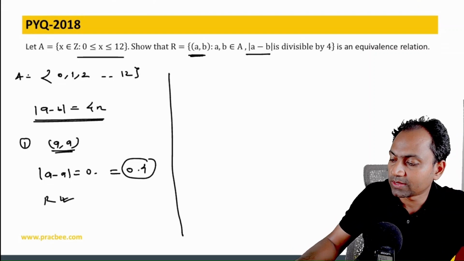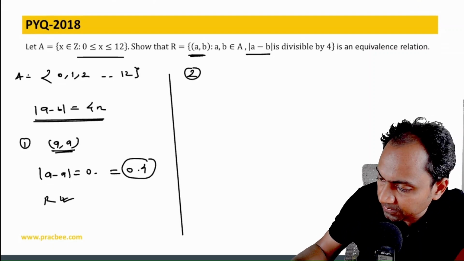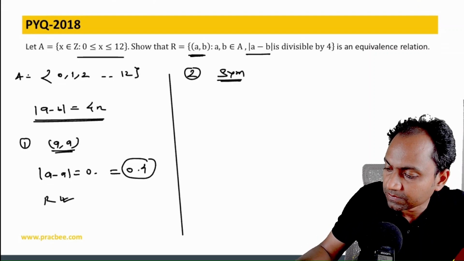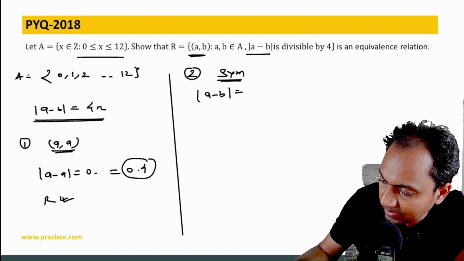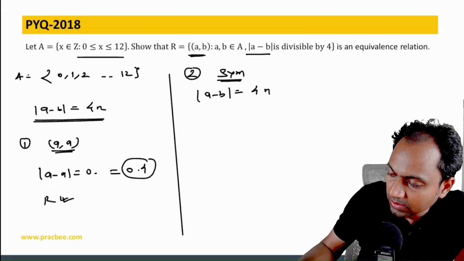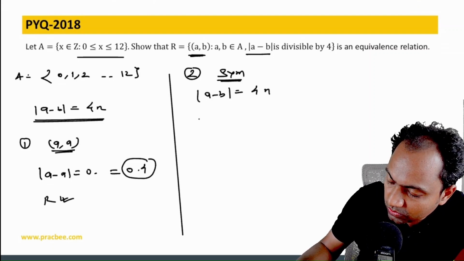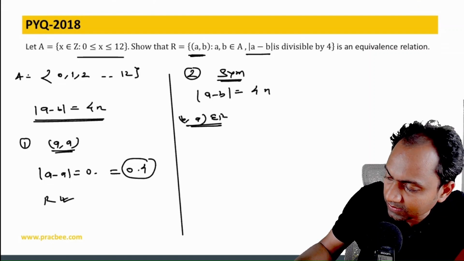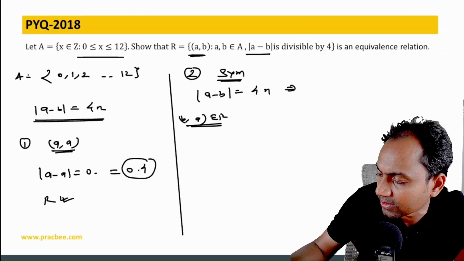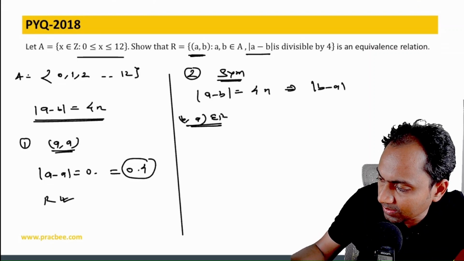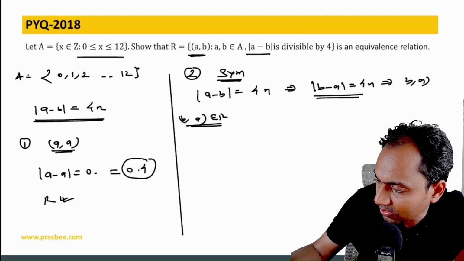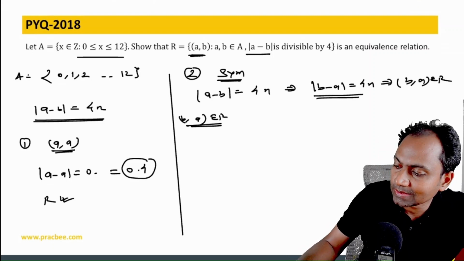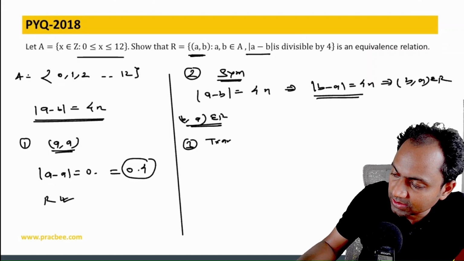If I move further, the next thing that I need to check is symmetric. So if I check symmetric, what I'm saying is, if I assume a comma b satisfies, that means |a minus b| is a multiple of 4, then what I need to check is, if this statement is true, then b comma a should also belong to R. Now from this statement we can also conclude that since it is a modulus sign, b minus a will also be a multiple of 4, and from here we can conclude that b comma a also belongs to R.